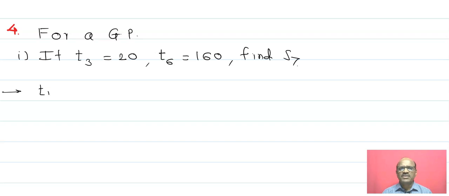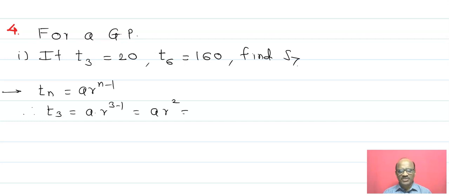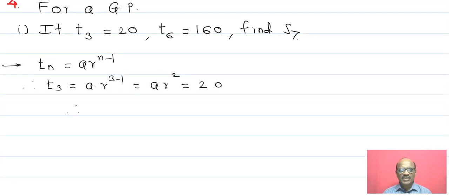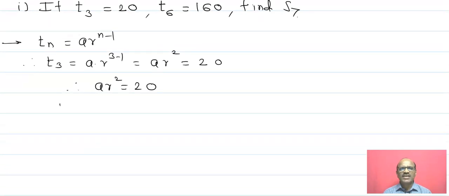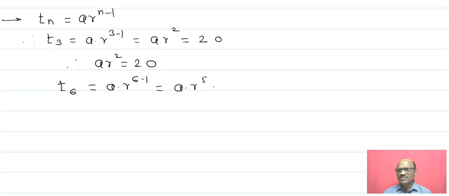For a GP, if T3 is equal to 20 and T6 is equal to 160, then find S7. Now apply the formula for Tn for the geometric progression. Here Tn is equal to A into R raised to n minus 1. Therefore T3 is equal to A R raised to 3 minus 1. It is AR square is equal to 20.